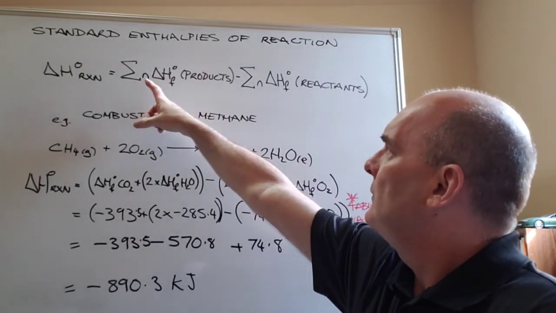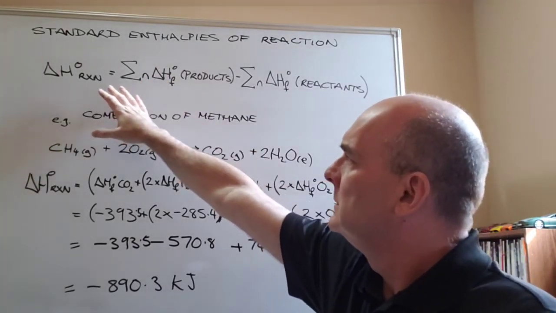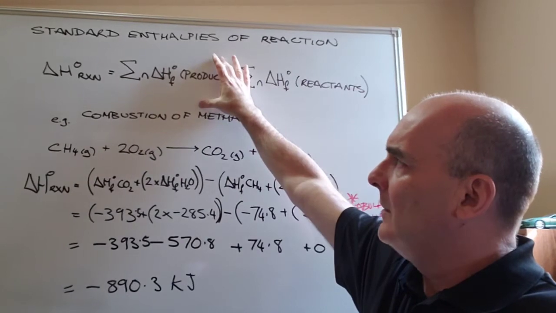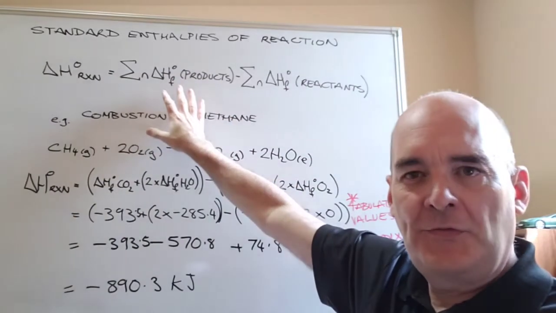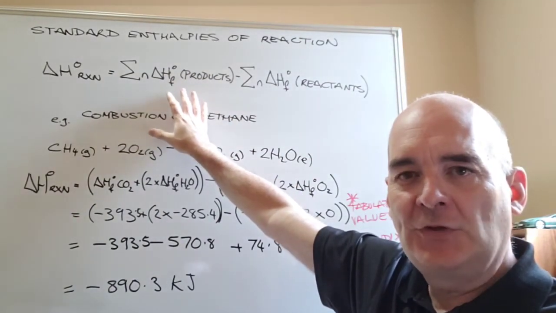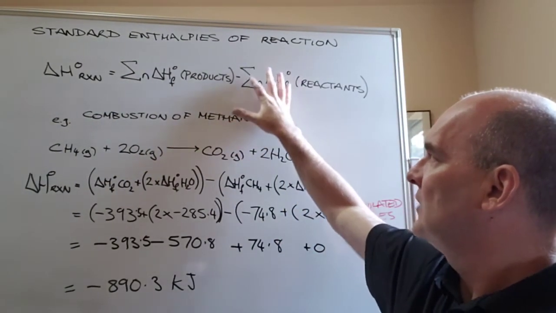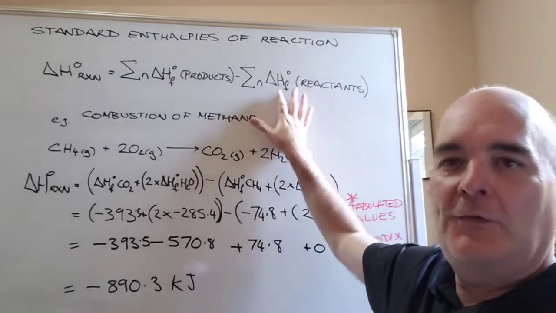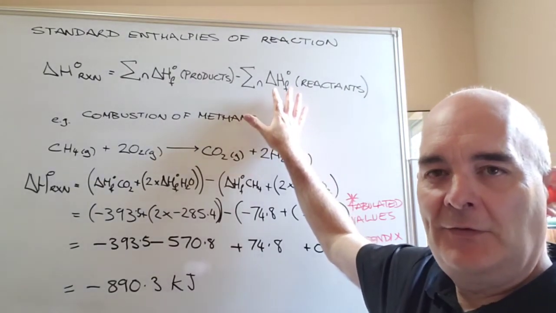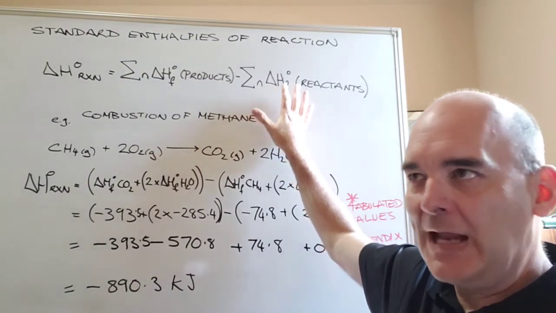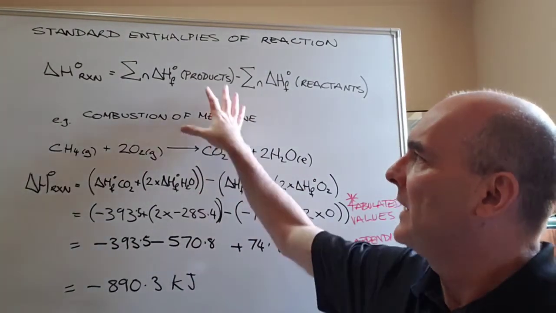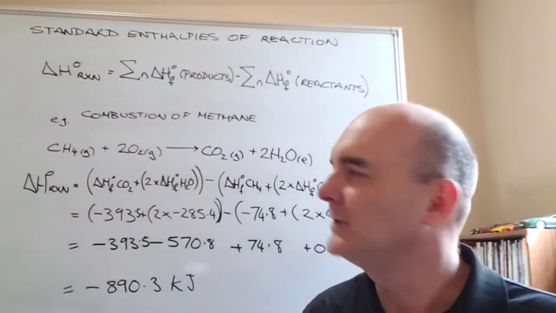The standard enthalpy of a reaction is equal to the sum of all of the standard enthalpies of formation of the products minus the sum of all of the standard enthalpies of formation of the reactants. Okay, that might look a little intimidating, but let's break that down.